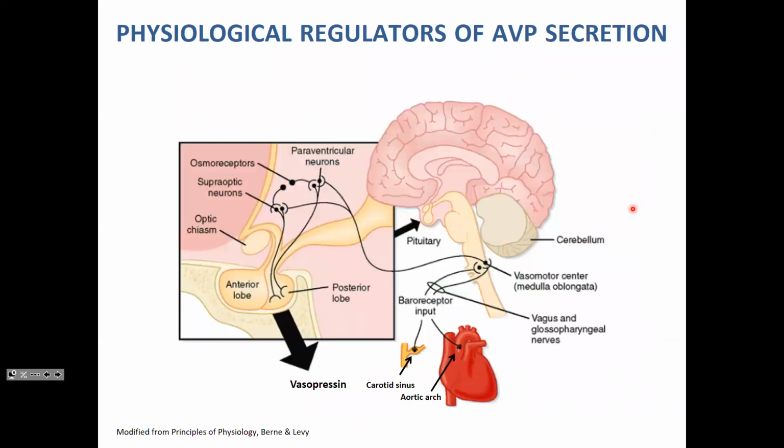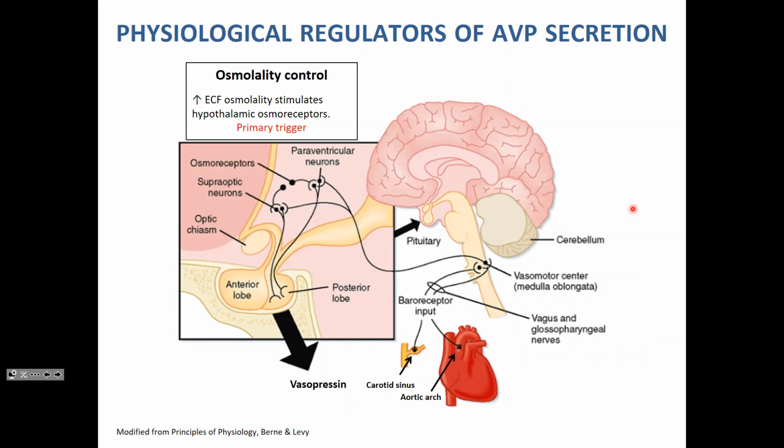All right. So what regulates vasopressin secretion? The main regulator is changes in osmolarity. There are certain neurons in the hypothalamus that have osmoreceptors, right? And they respond to changes in the osmolarity of the extracellular fluid. If I get an increase in osmolarity, they're going to send messages to either the paraventricular neurons or the supraoptic neurons, and they're going to stimulate those to secrete vasopressin.